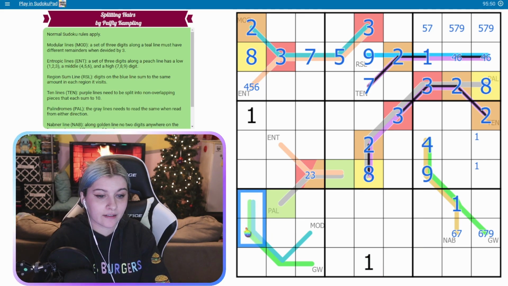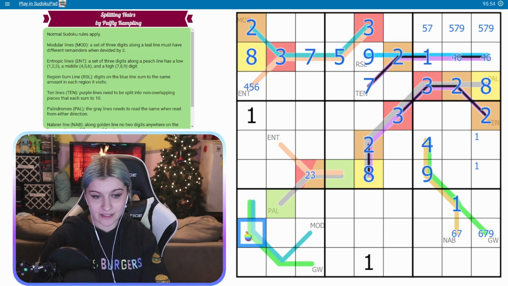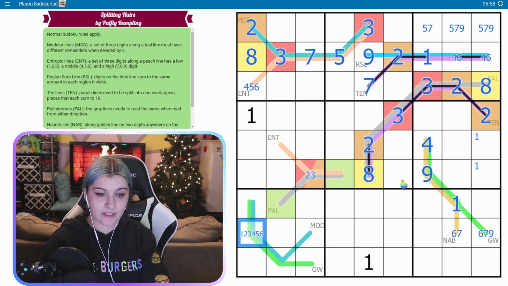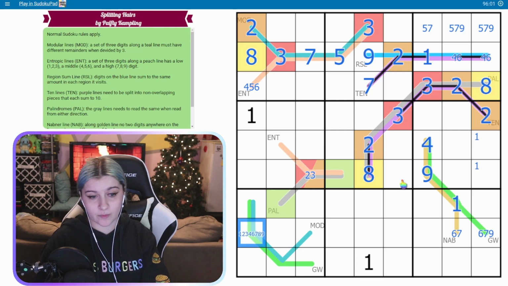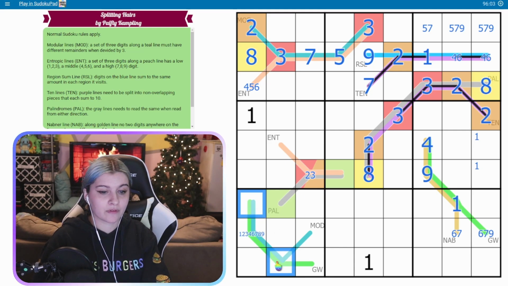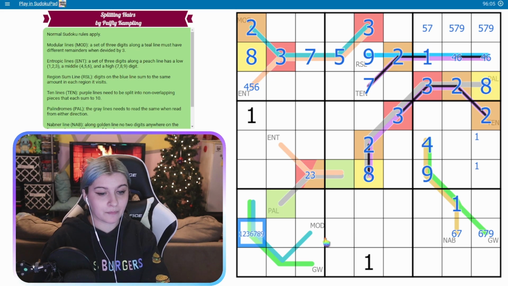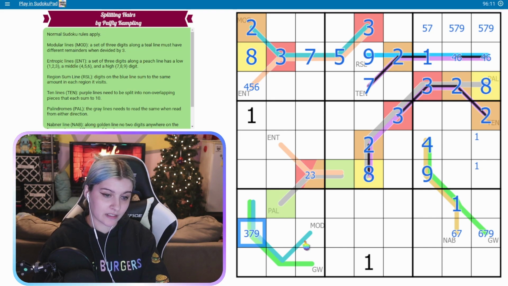Let me try that again. German whisper. This cell can't be a 1. It can't be a 2. 1, 2, 3, 4, 5, 6, 7, 8, 9. Can't put 5s on a German whisper. It can't be a 4 because both of these would be a 9 and they see each other. It can't be a 6 because both of these would be 1 and they see each other. It can't be a 1 because of Sudoku. It can't be a 2 or an 8 because of Sudoku.